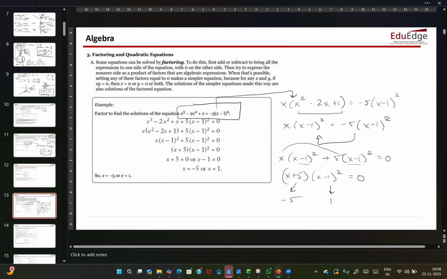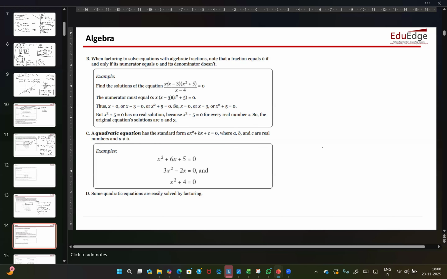Just because there are common factors on both sides, it doesn't mean we will just cancel them out. Because x can be 0, or x can be 1. Then you can't cancel it out. And that could be a solution of the equation. So this is the other thing, which is factoring.